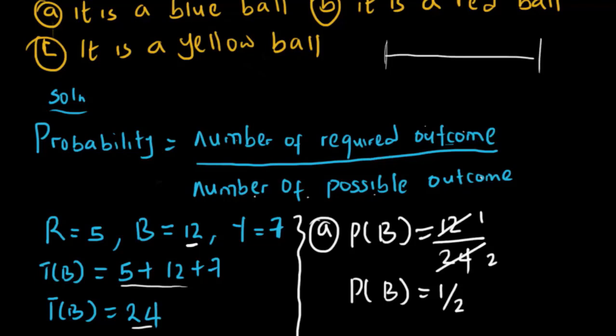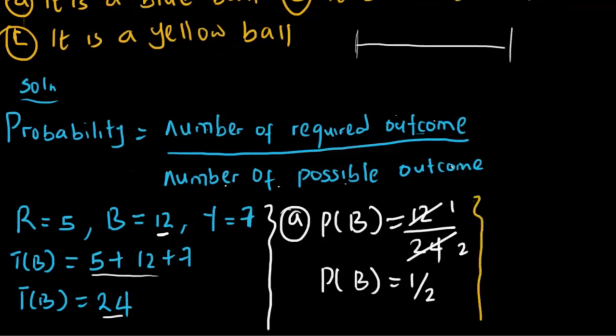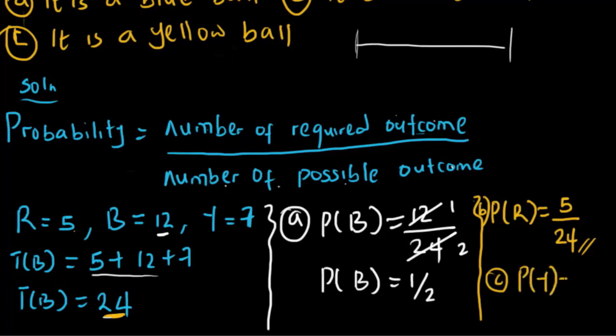Does that make sense? Now B, what's the probability of picking a red ball? How many red balls do we have? We have 5 red balls, so we have 5 over, what's the total number of balls? 24. So probability of picking a red ball is 5 over 24. Do you understand this? Then lastly, what's the probability of picking a yellow ball? How many yellow balls do we have? We have 7 yellow balls.